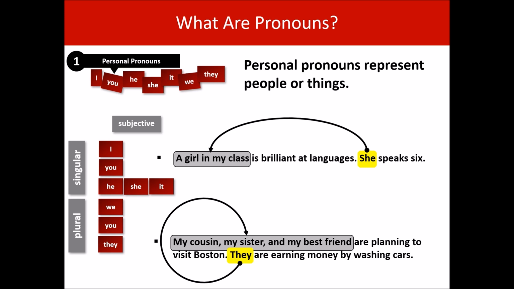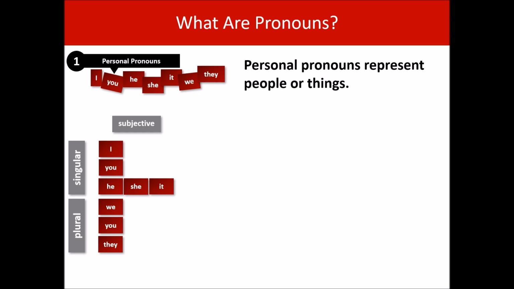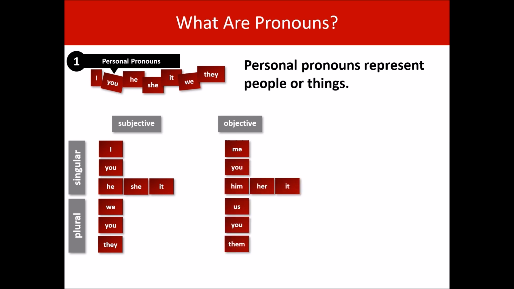There's something else we have to say. Personal pronouns come in 2 forms. These are the subjective pronouns, but you also get objective pronouns. They are me, you, him, her, it, us, you, and them. Again, the top 3 rows are singular, the bottom 3 rows are plural.